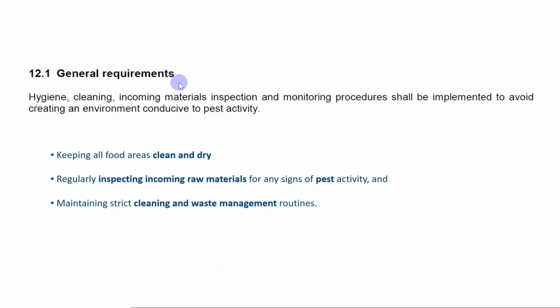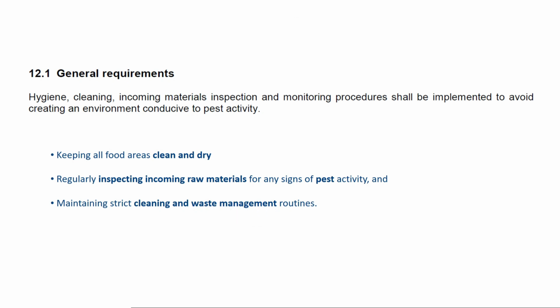The general requirements include the following. The entire food area must be clean and dry. This is very important because an unclean and wet environment becomes an ideal place for microbes and pests to grow. Second is regular inspection of raw material received at the facility. If raw materials are not pest free, pests can spread throughout the facility. The third is proper cleaning and waste management, which is critical for pest prevention. We will discuss this in more detail in a later video.